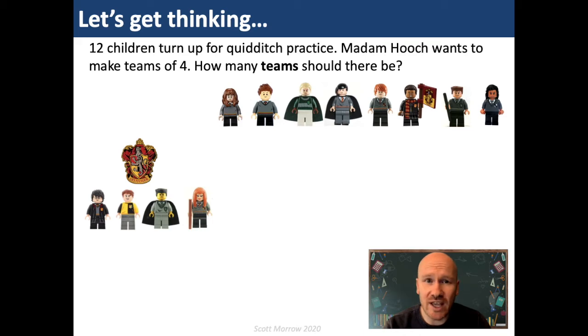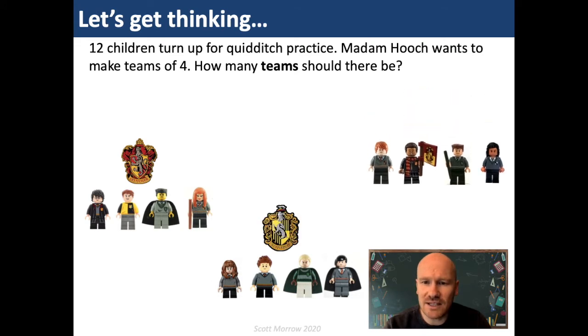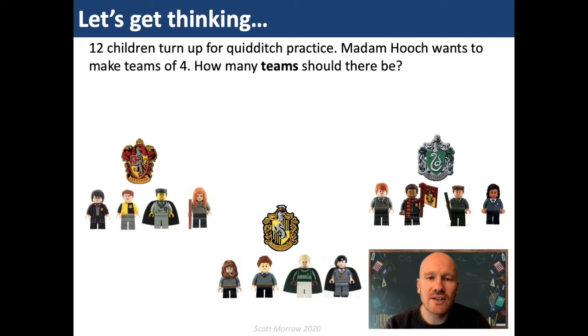After that, have we got enough for more teams? Yep, we've still got 8 players left. So let's take the next 4. And there's my second team. Let's take the next 4. And there's my third team. So in this case, we've got 3 teams. So the answer to each question was 3.